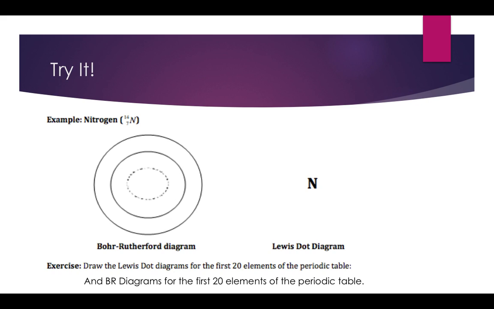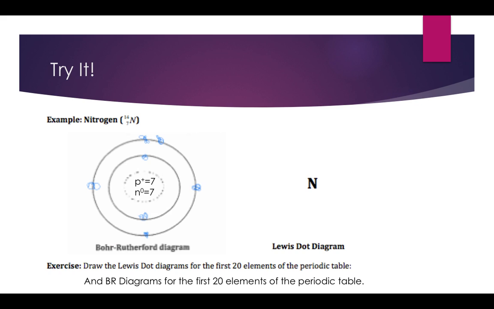So, with Bohr-Rutherford diagrams, what did we do? Well, we took a look at every single part of that atom. We looked at the subatomic particles involved in the nucleus, like my protons and neutrons, and we also drew the electrons that surround it. When it comes to Lewis dot diagrams, we take huge shortcuts. So we don't care about the number of protons. We don't care about the number of neutrons. In fact, we don't really care about the number of electrons. All we care about is the valence electrons that are involved in that atom.